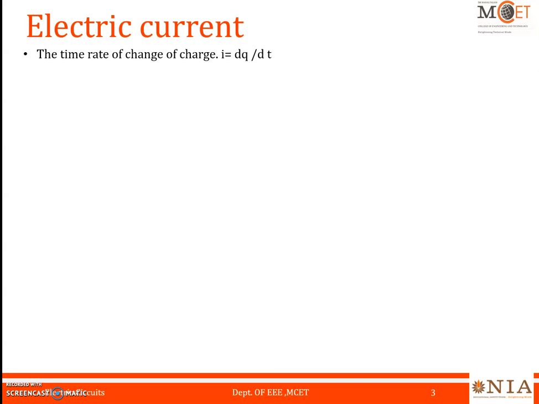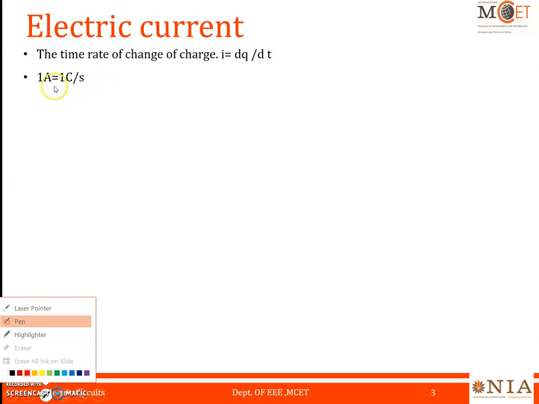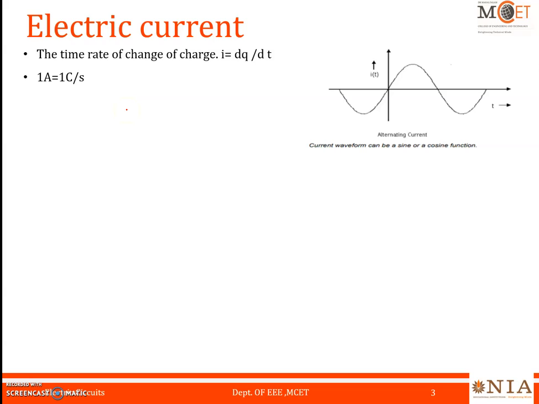Next one, electric current. It is defined as the rate of change of charge, that is, it is represented by dq by dt. The unit of electric current is ampere, and it is represented by 1 coulomb per second.